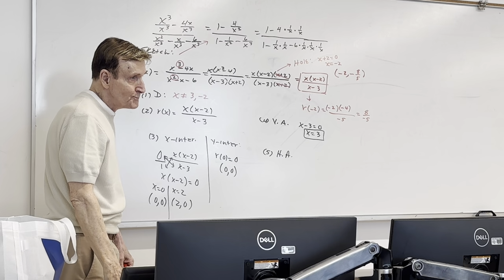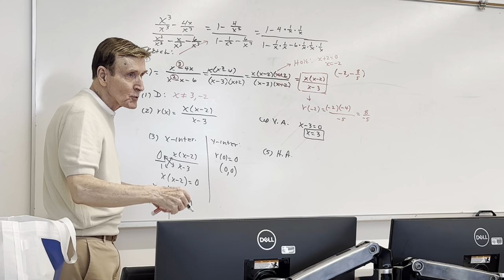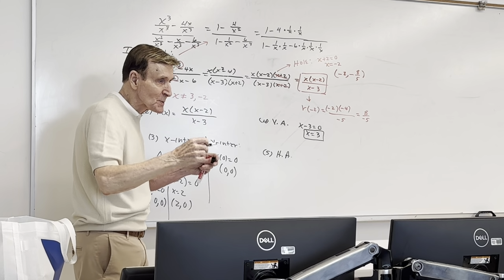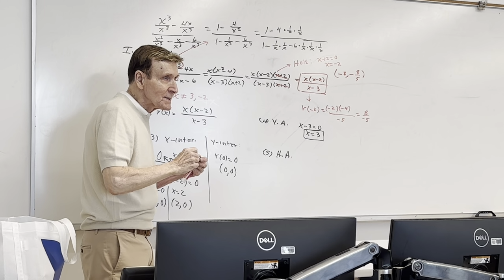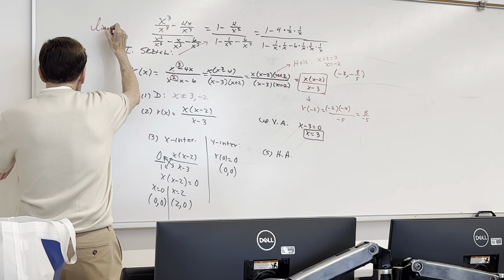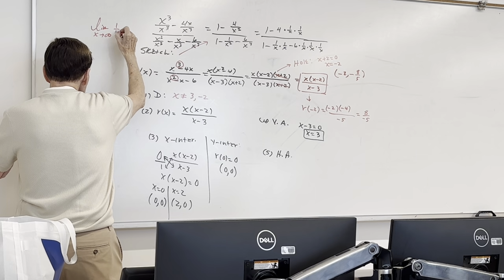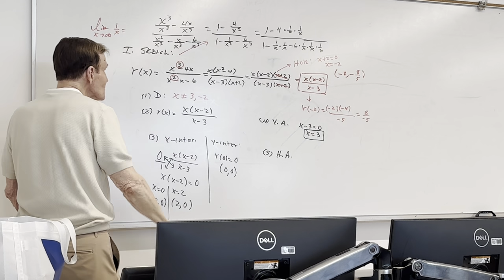There it is rewritten. Now, can anyone recall why I tried to bring in 1 over x as much as possible? What is the limit as you make x get large for 1 over x? 0.